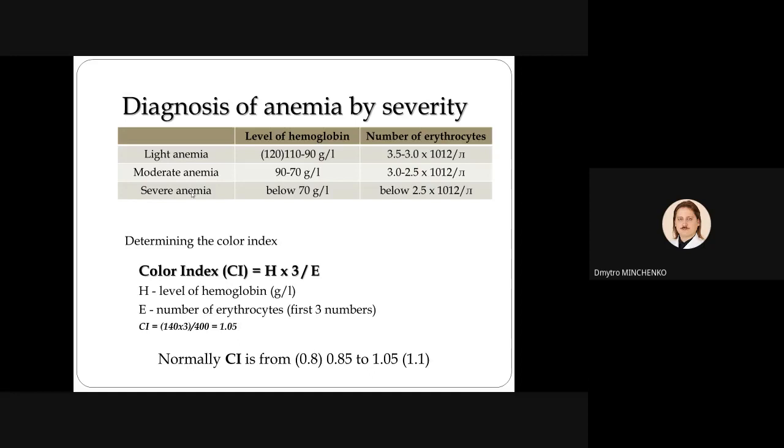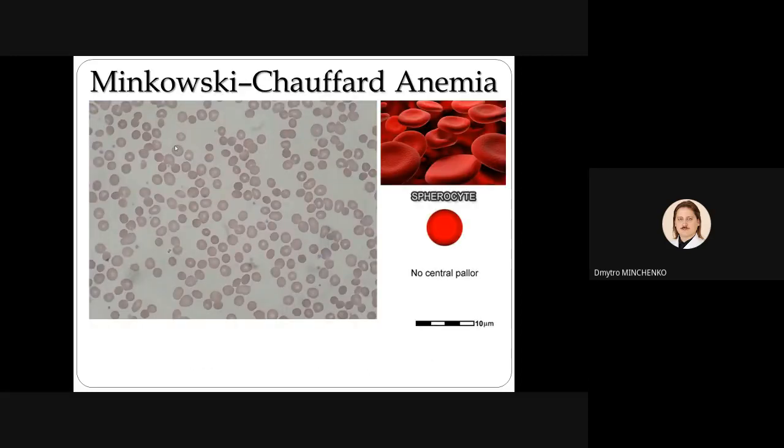Normally, color index is between 0.85 to 1.05. Physiologically, it's possible to get numbers up to 1.15. Clinically, this can only happen in newborn infants. In children in pediatric medicine, depending on the age, these reference values can be expanded to 0.8 and 1.1 to determine whether or not the person has hypo or hyperchromia. Alternatively, again, I will mention that MCH and MCHC can also be used to make the same conclusions. Minkowski-Chauffard anemia.